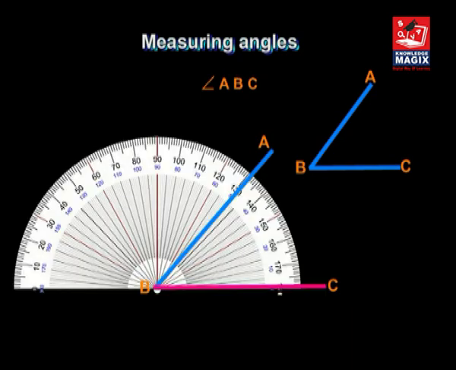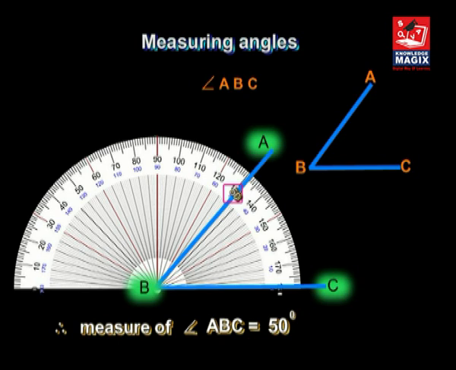Now, the angle is measured starting from the 0 on that side of the vertex on which the arm of the angle lies. Here, the arm BC is on the right of the vertex B and therefore count the divisions starting from the 0 on the right. See which mark falls on arm BA. Read the number on that mark. This number is the measure of the angle. So, measure of angle ABC is equal to 50 degrees.